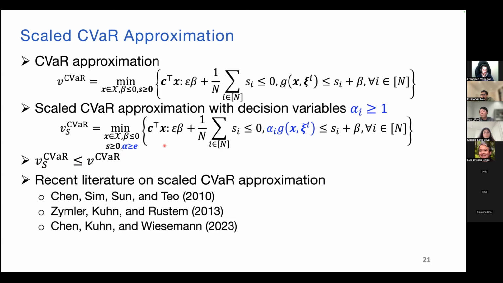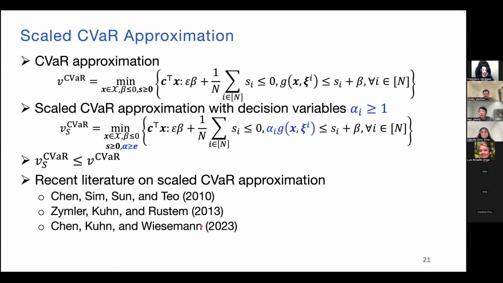There are also some studies on the scaled CVaR approximation. First, the 2010 paper is maybe the earliest work we can think of in the literature. This work tells us we can scale the CVaR, and this can provide a better approximation in joint chance constraint programs. And those two papers from Professor Daniel Kuhn's group both focus on distributionally robust chance constraint programs, and they show some benefits of the corresponding scaled CVaR approximation.